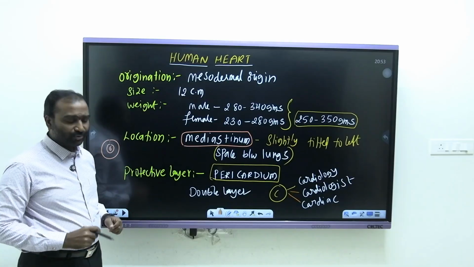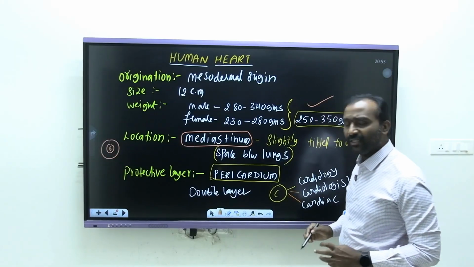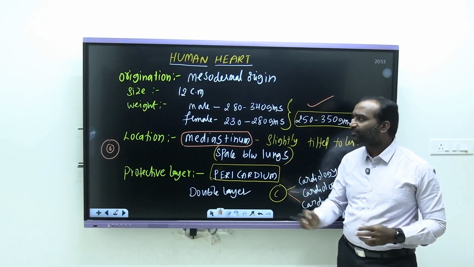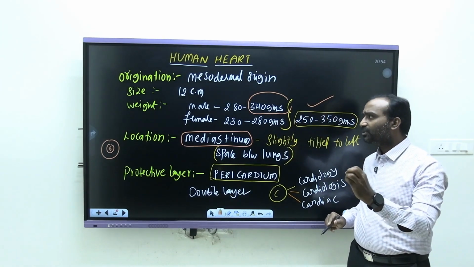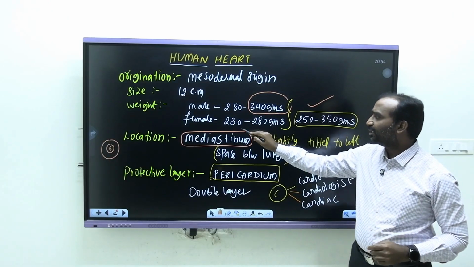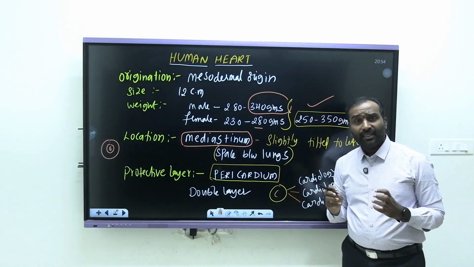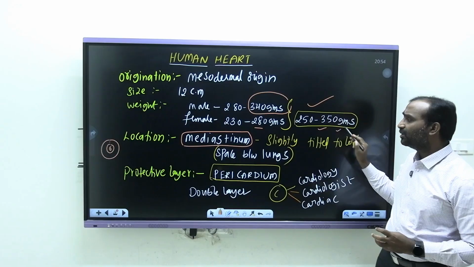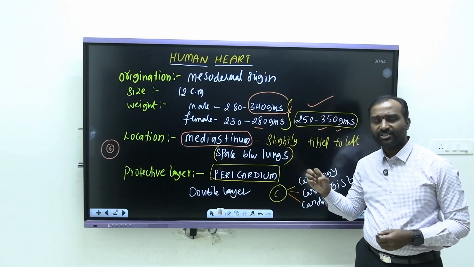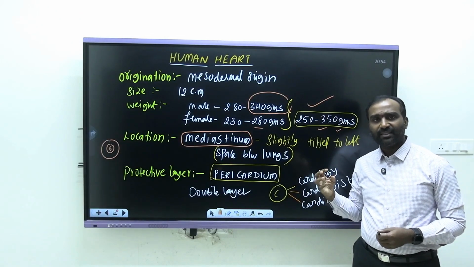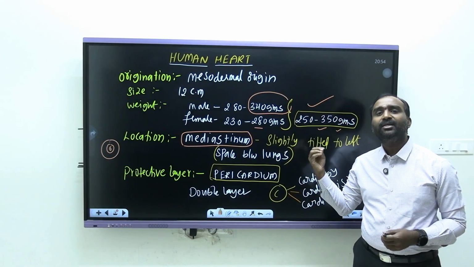Then the weight of the heart. The weight of the heart is on average approximately 250 to 350 grams, which slightly varies in male and female. In males it could be approximately 280 to 340 grams, and in females 230 to 280. So we'll take an average adult heart as 250 to 350 grams. Am I clear? Generally we mention that the heart is about the size of an individual's fist, whether children or adults, and the heart is placed over there.